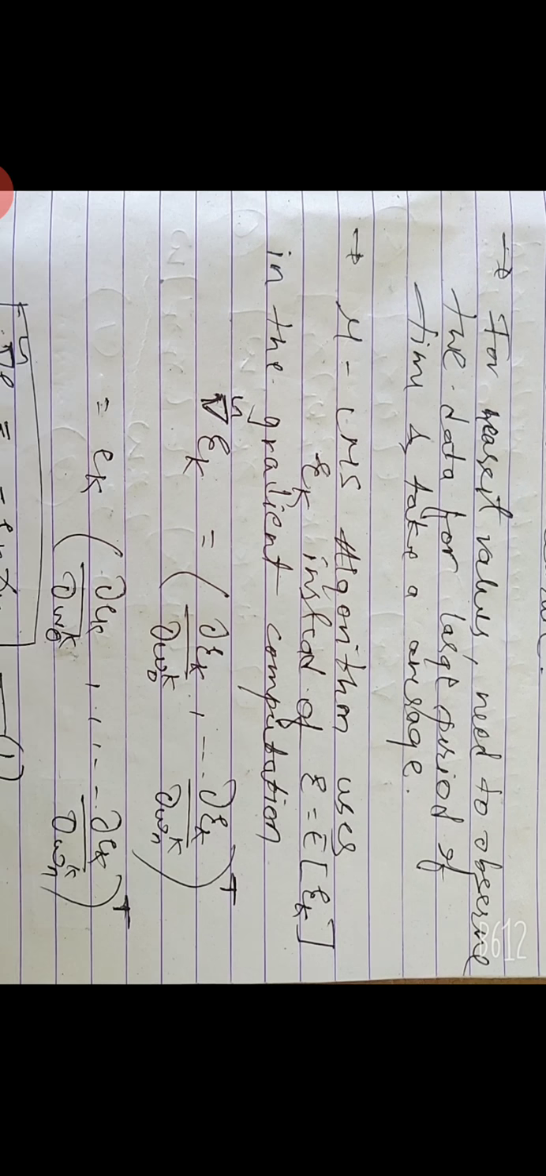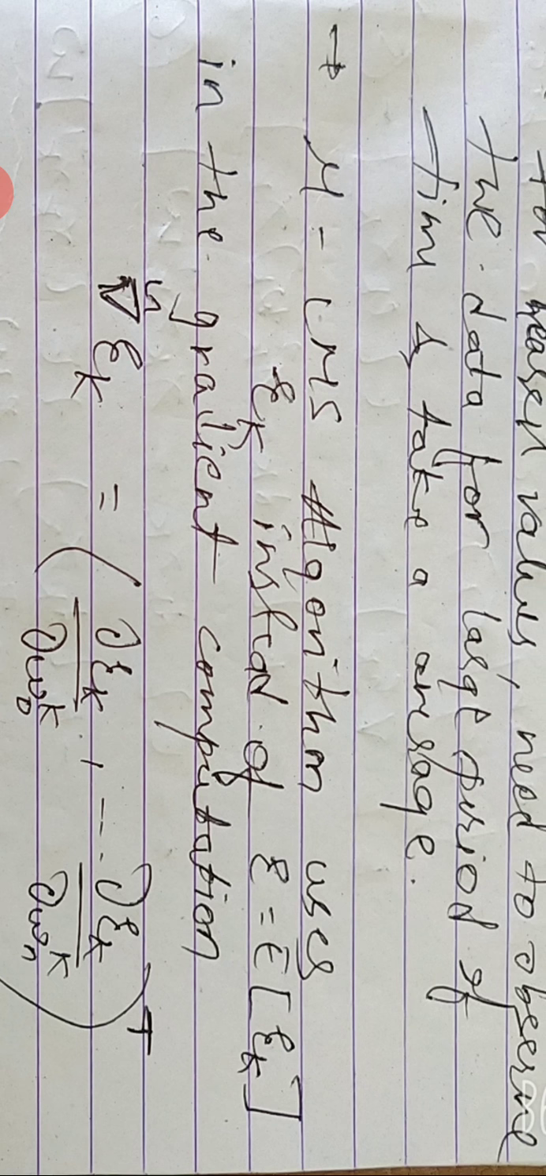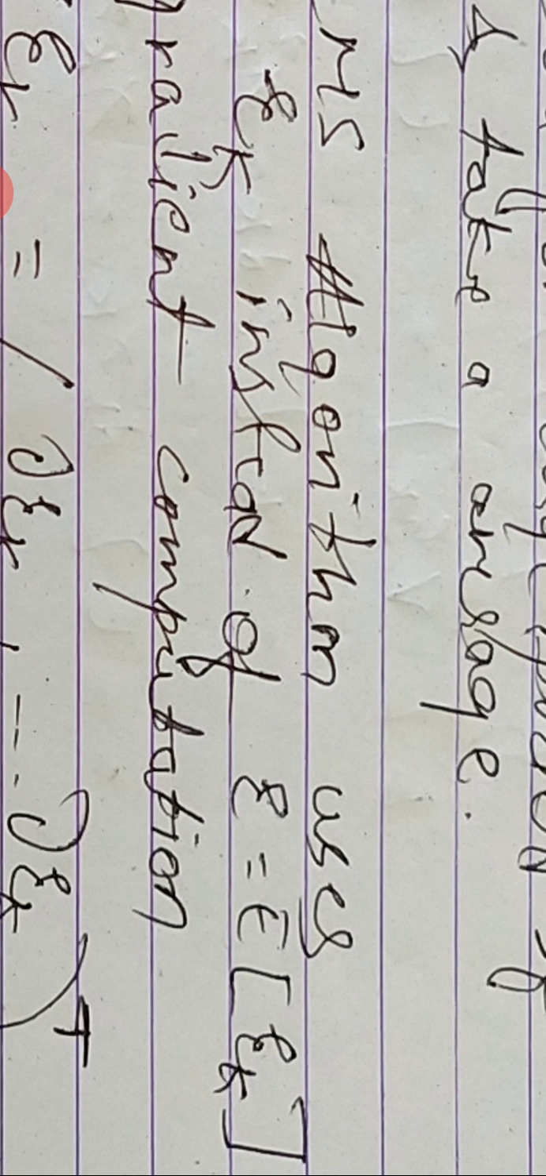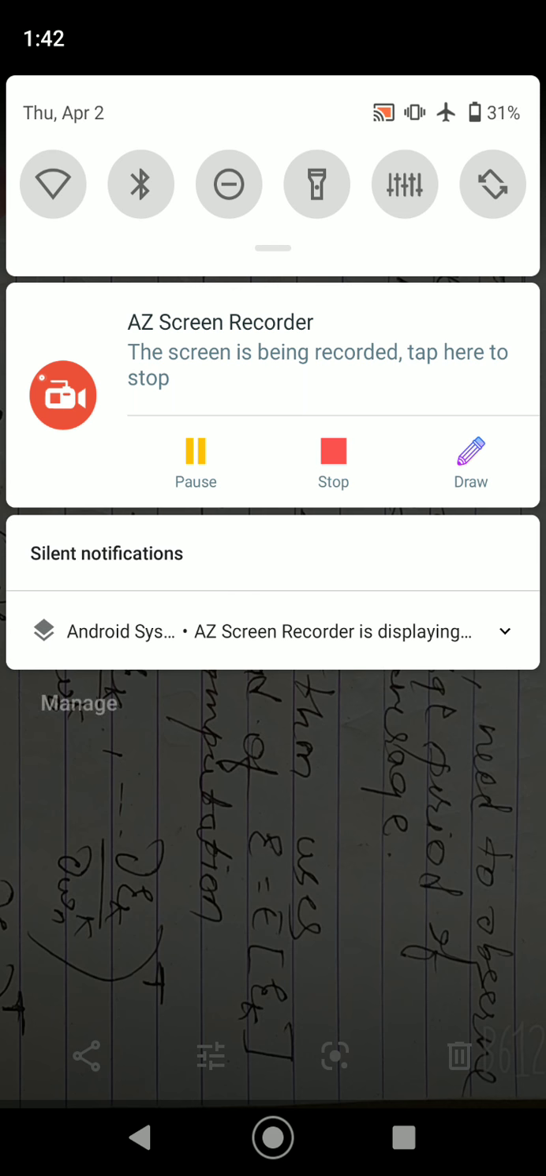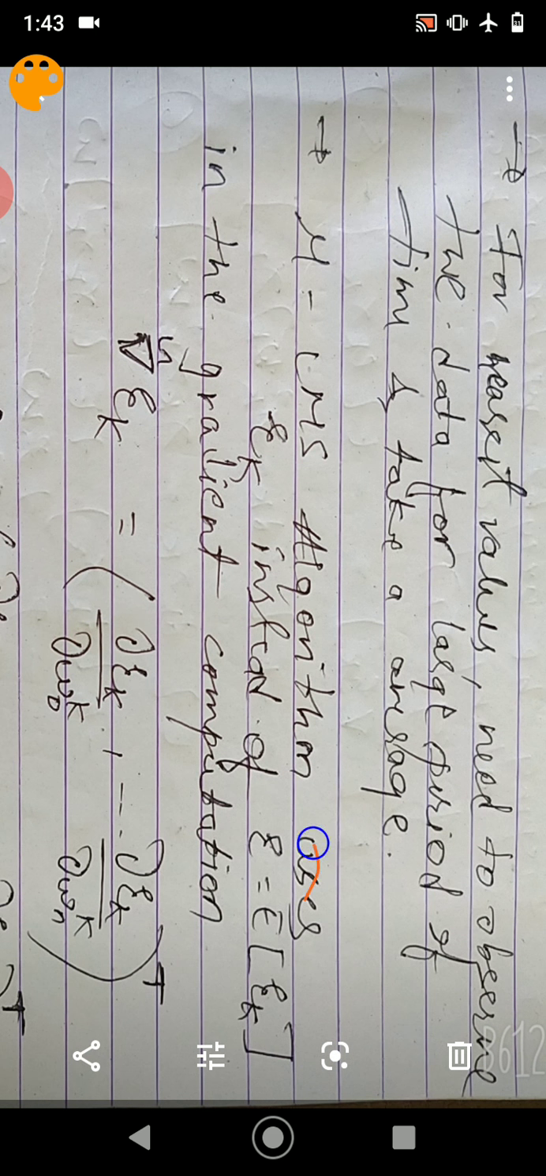Therefore, in order to overcome this difficulty, we will be using epsilon of k. In the previous case, we were using only epsilon. Now we will be using epsilon of k. I hope you are getting here. So this is your epsilon, which we used in the previous algorithm. Now we will be using your epsilon of k.